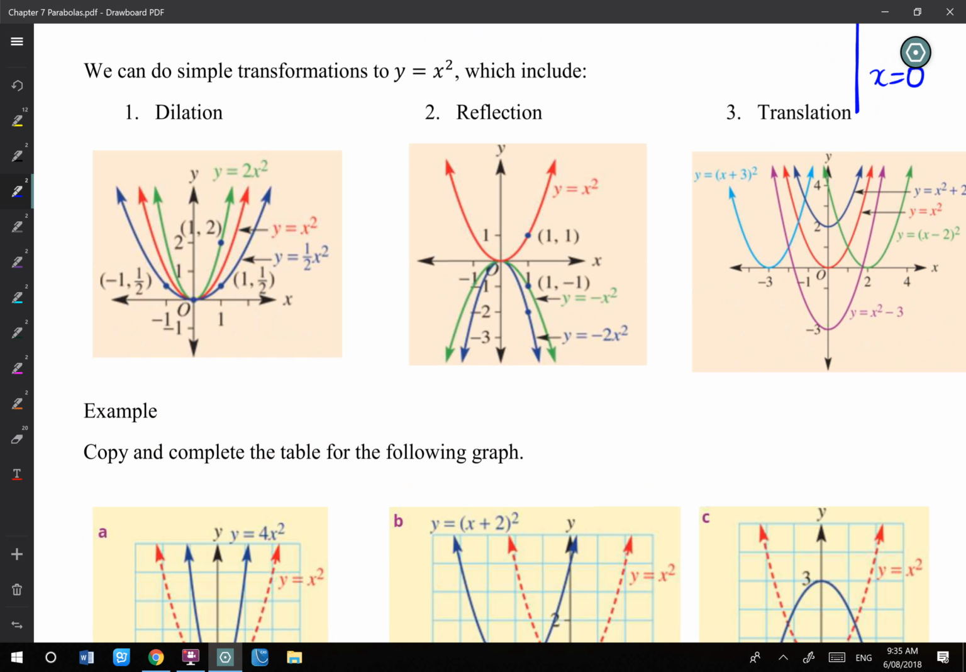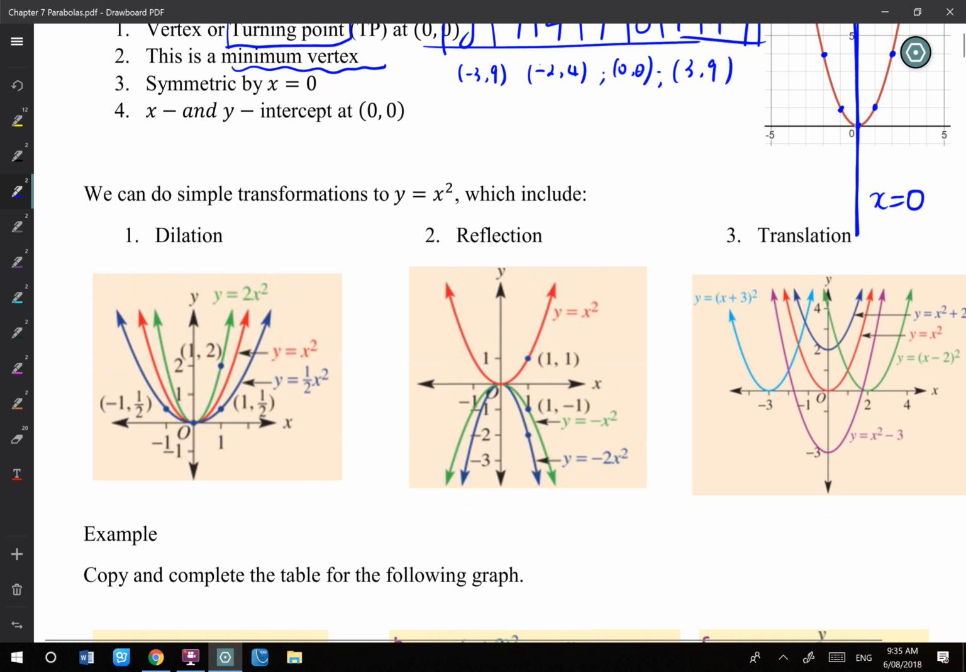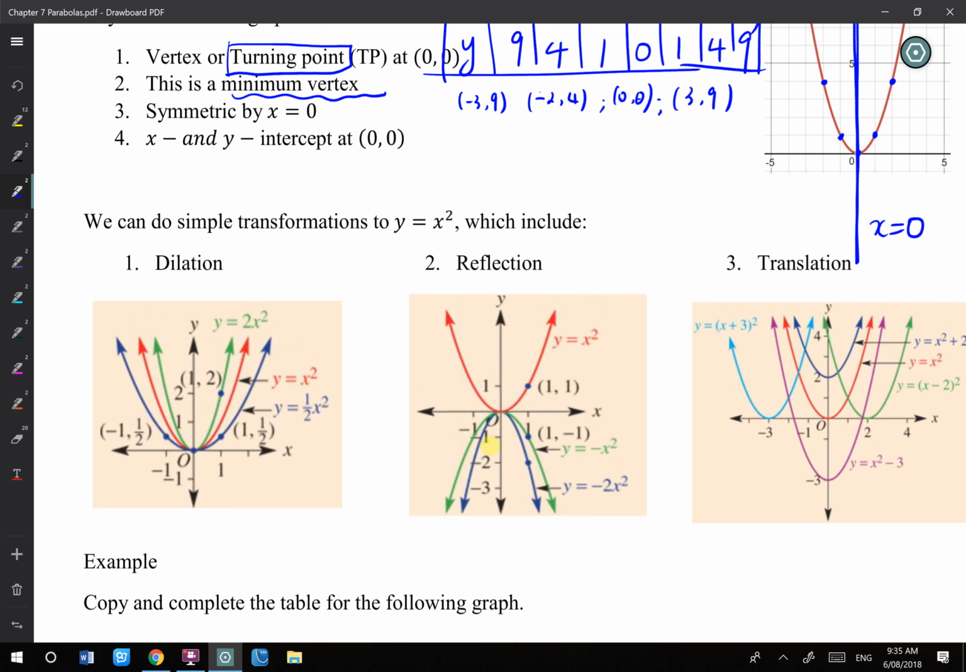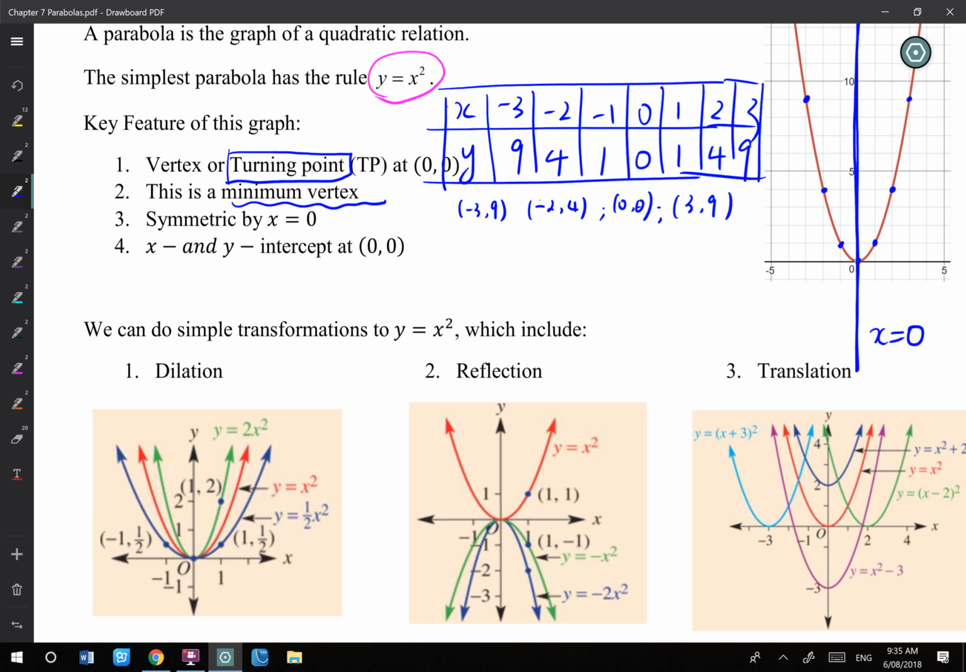Now we'll introduce some changes, because the graph is not always going to look exactly like that. You will have 3 ways to do transformations. There are 3 ways we can change the graph. If we have a graph that looks like this, I can stretch it, I can reflect it, or I can move it to a different place. So how can all of these transformations be seen from the equation? When I see this equation, how can I know what happened to the y equals x squared graph?